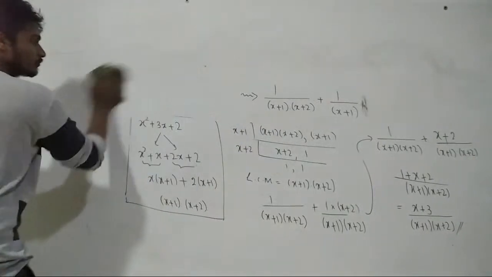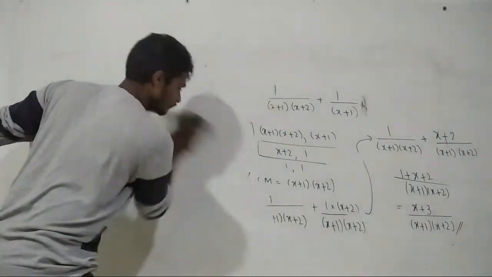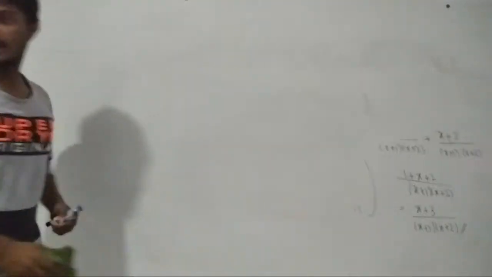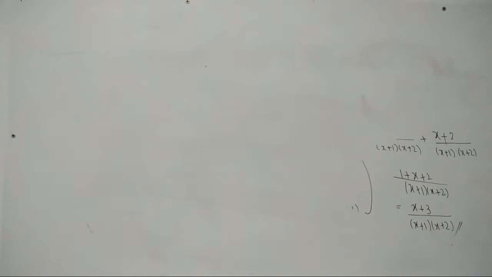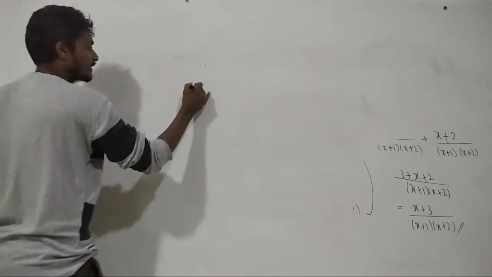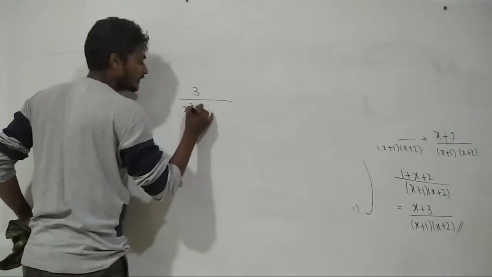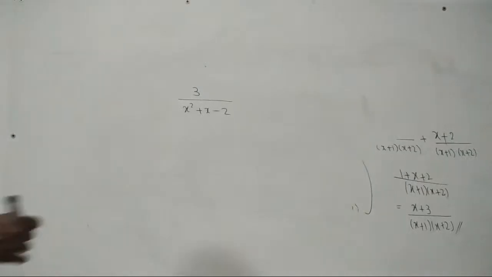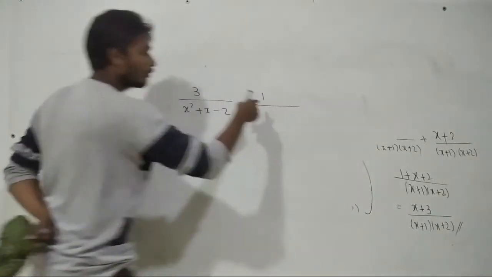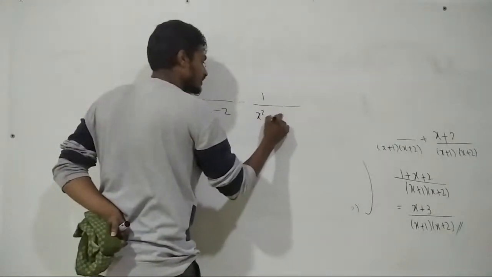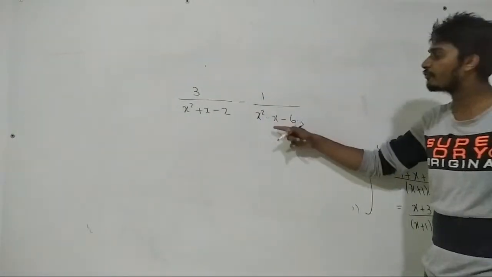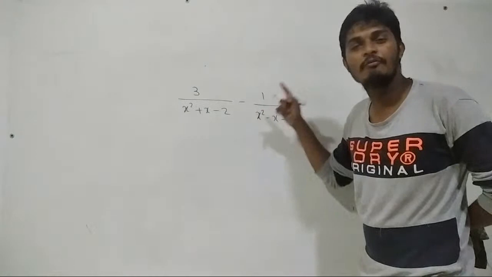All right. So what we're going to have is, guys, you have 3 over x squared plus x minus 2, and you have minus 1 over x squared minus x minus 6. So this is one of the problems that we have extracted from the grade 10 book of Sri Lankan syllabus.